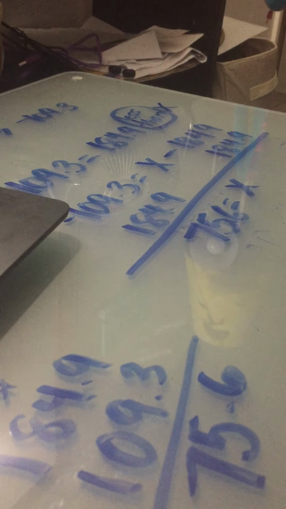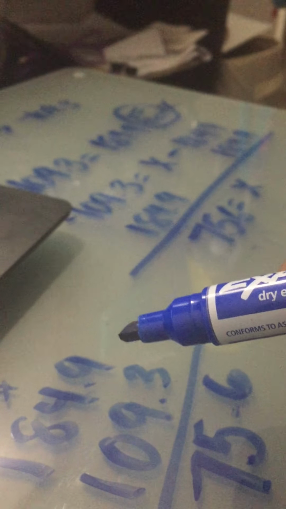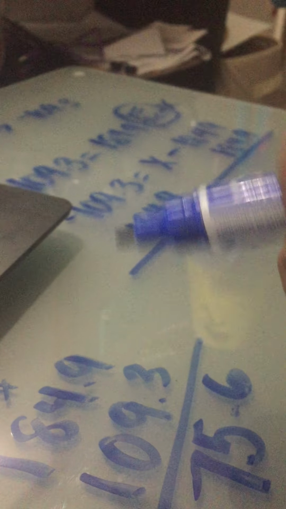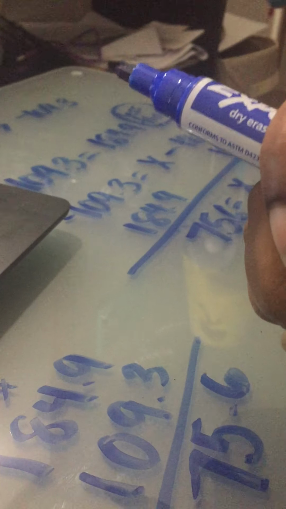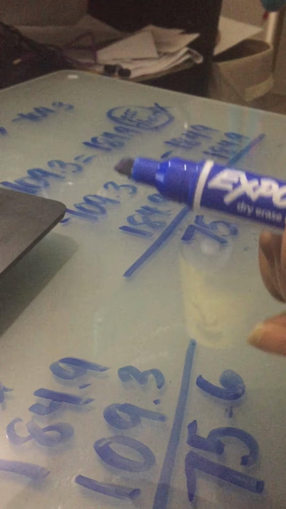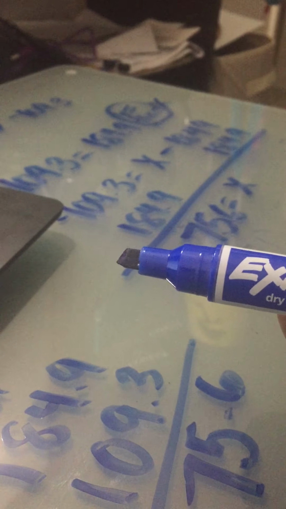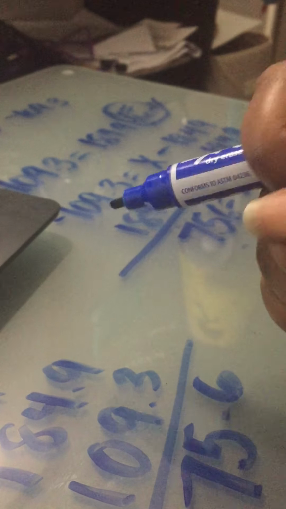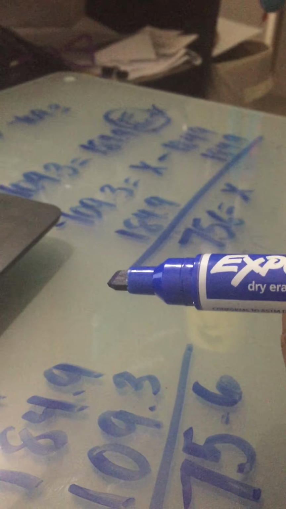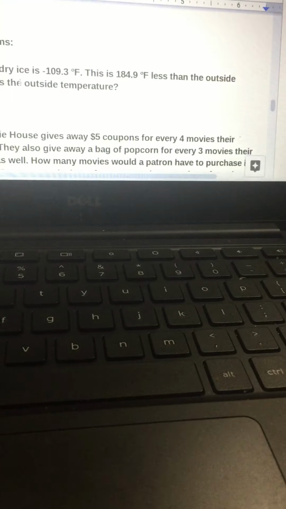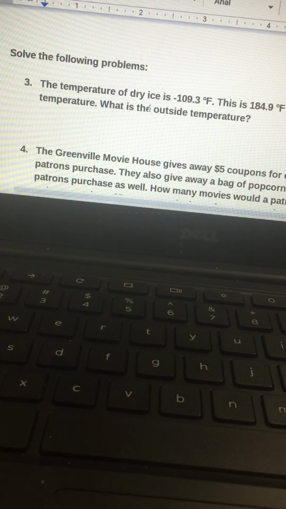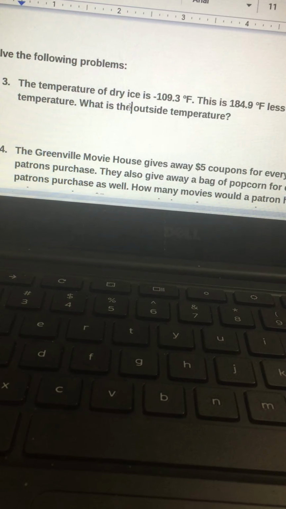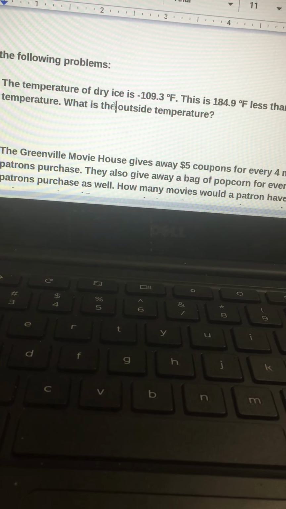Now, does that make sense? Think about your answer. Does it make sense to have a temperature of 75.6 degrees? Yes. 75 degrees, 0.6 means you're going to round up. So that would be 76 degrees Fahrenheit. Is that a reasonable answer? Yes, it is. Okay? All right. And if you think about dry ice, you should know that it is extremely cold. So yes, this is a reasonable answer. That was question number 3.